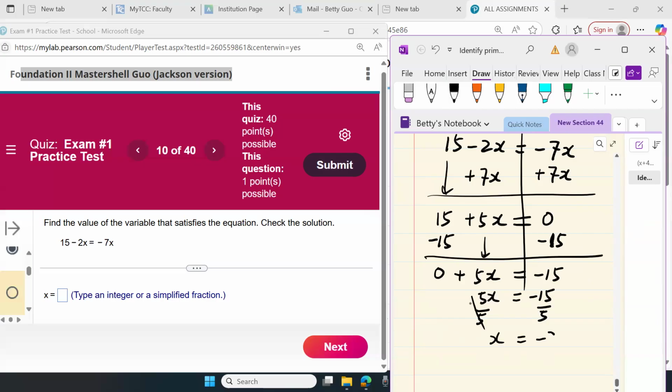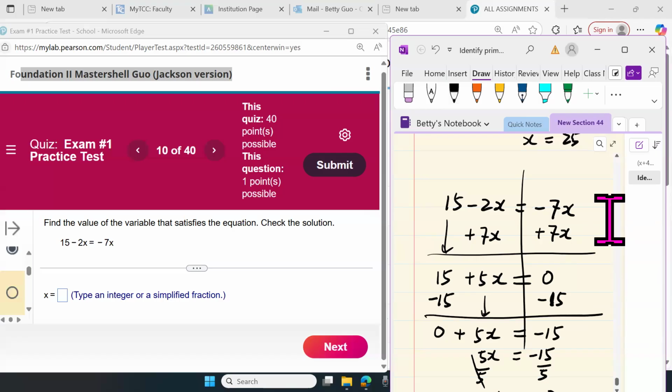X equals negative 3. Do we check? You should always check. Okay, let's see. If we plug in x equals negative 3, the left side, negative 2 times negative 3 is a positive 6. 6 on top of 15, that is 21. Left side is 21. On the right side, negative 7 times negative 3, positive 21. So it is a correct answer, negative 3.